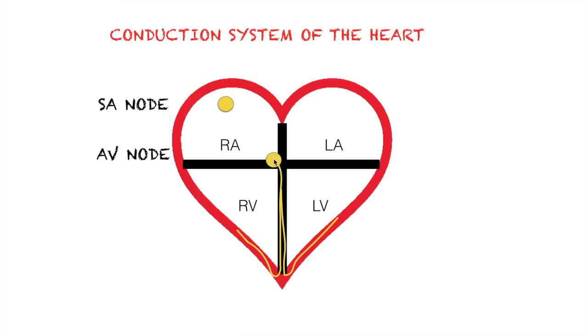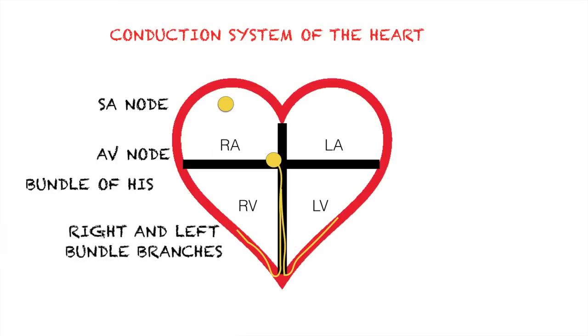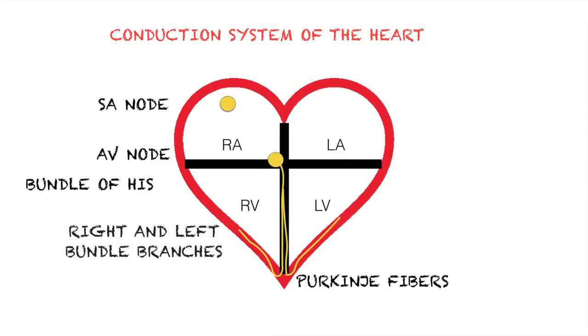From the AV node, it goes to the single structure right here called the bundle of His. From the bundle of His, the cells will continue and bifurcate into two separate cells, one to the left and one to the right. These will now be called the left and right bundle branches. From the bundle branches, they will extend within the apex of the heart, and they will be called the Purkinje fibers. So again, the conduction system of the heart begins at the SA node, goes to the AV node, next is the bundle of His, the right and the left bundle branches, and then eventually the Purkinje fibers.